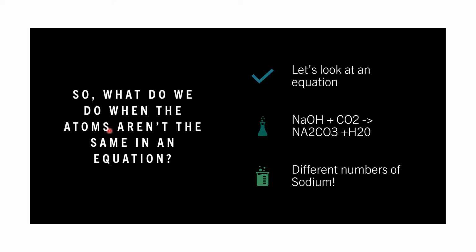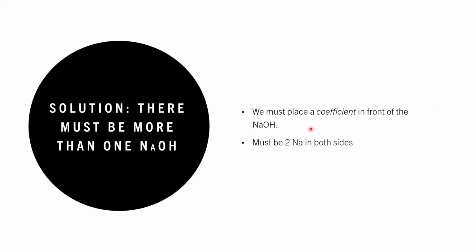So what do we do when the atoms are not the same in the equation? Let's take a look at an equation. We have NaOH plus CO2 becomes Na2CO3 plus H2O. There's a different number of sodiums. There's 2 in the products and only 1 in the reactants. So we have to do something to change that.